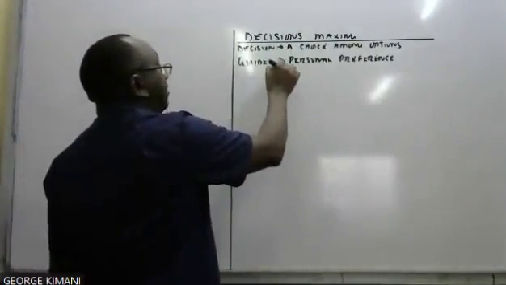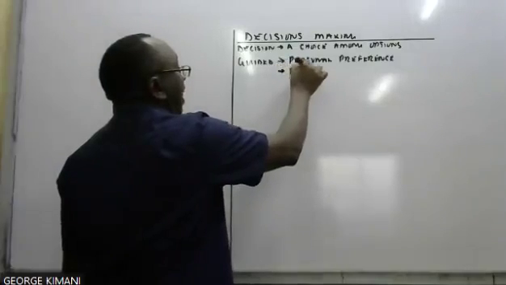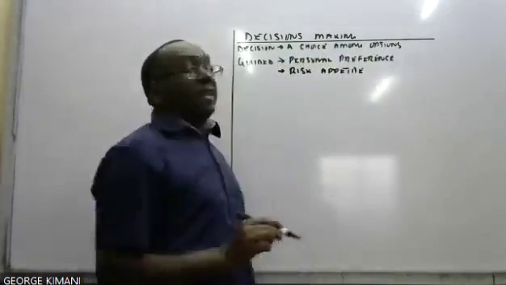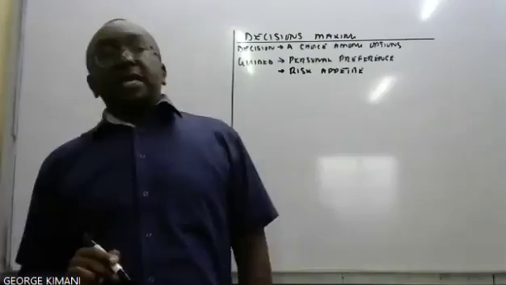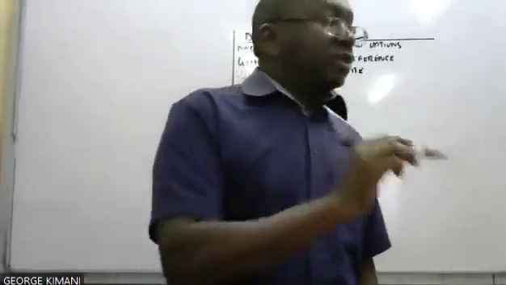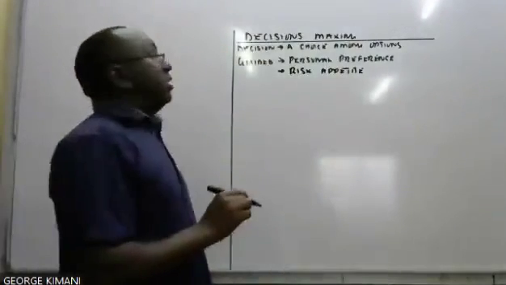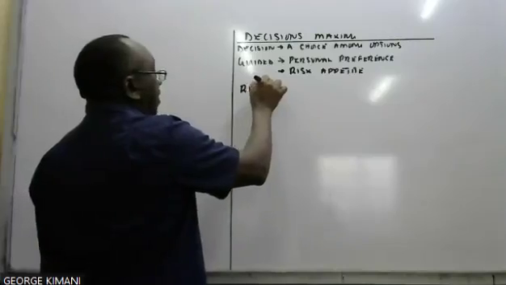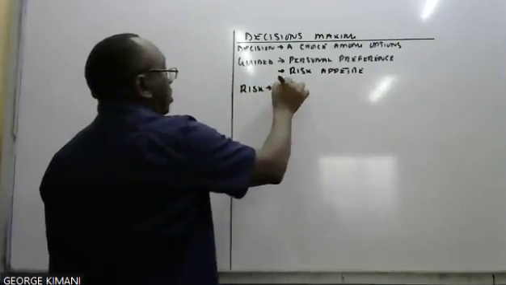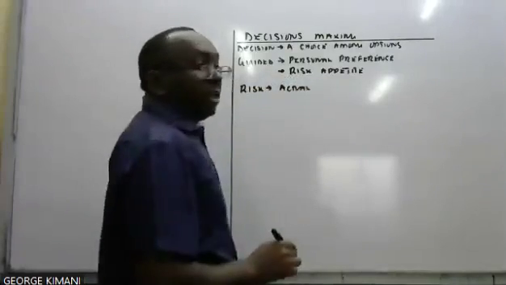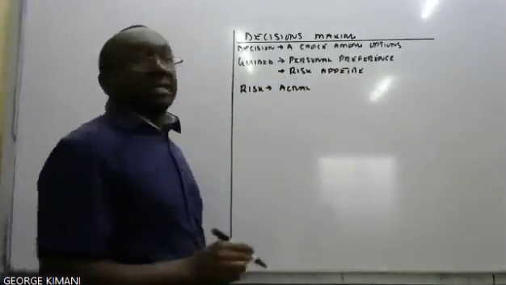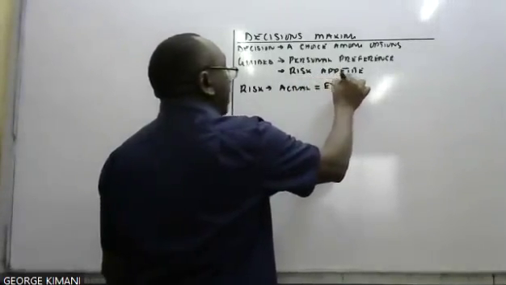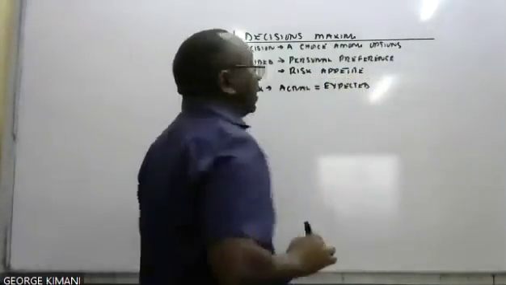Number two that guides us in making decisions is called risk appetite. Now, by definition, risk is the probability that the actual will be different from the expected. When we talk about risk, it is simply the probability that the actual will be different from the expected. Now, there are three possibilities. The first one is the actual will be equal to expected.